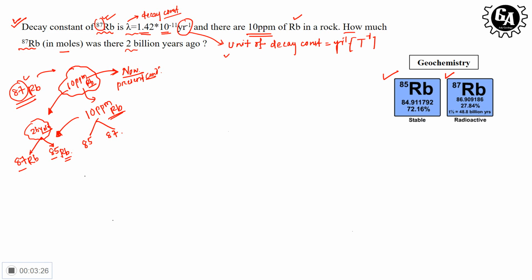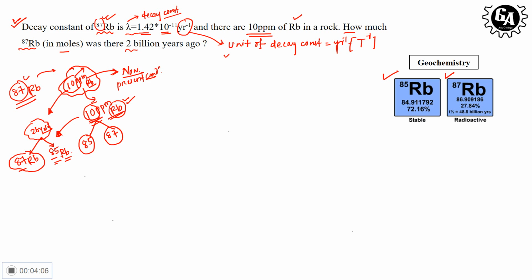See, he is asking only about the 87 rubidium, not the 85. And whatever 10 ppm is present in the rock right now, it does not specify whether it is 85 or 87. We have to determine, out of this 10 ppm of rubidium present in the rock, what is the percentage of 85 and what is the percentage of 87. Is this clear? Because this is the fundamental thing the question is asking.